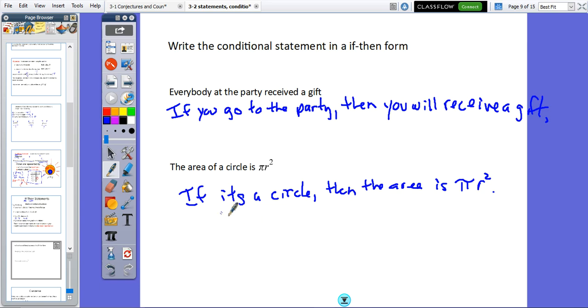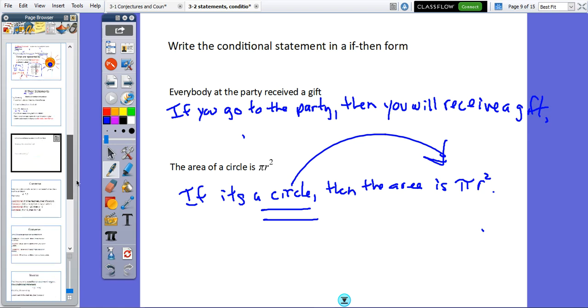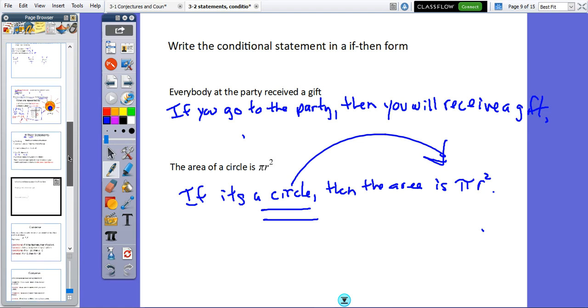You know, it's your base times side divided by 2. So this is where we say, all right, if you know what the shape is, then you should know the formula for that. And that's how we look at this particular problem right here. All right, so that right there is conditional statements.